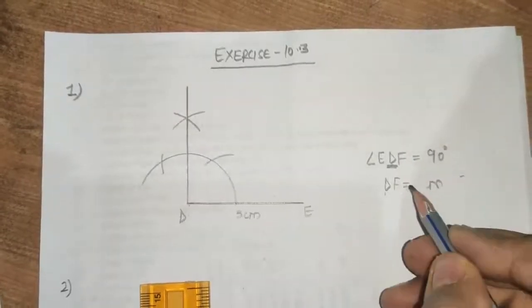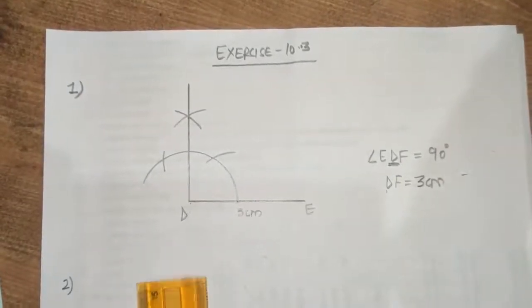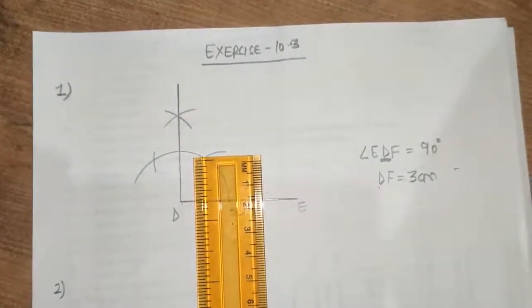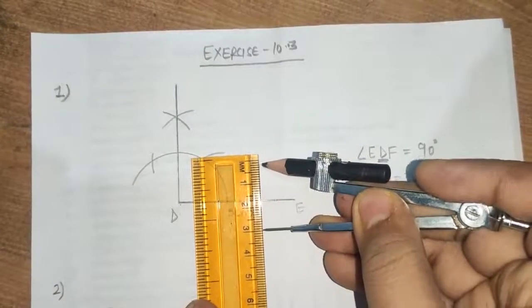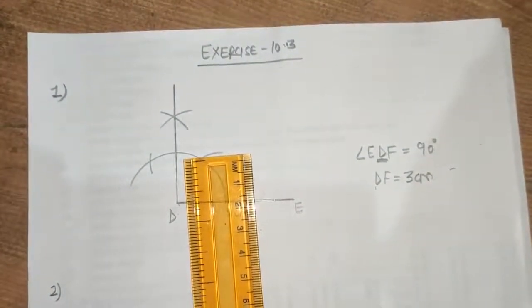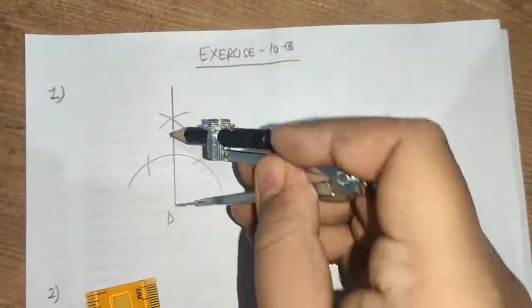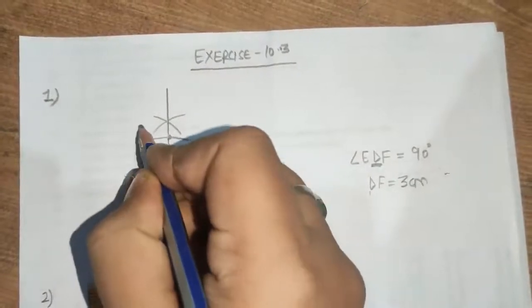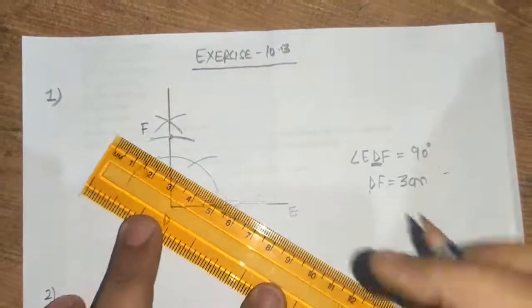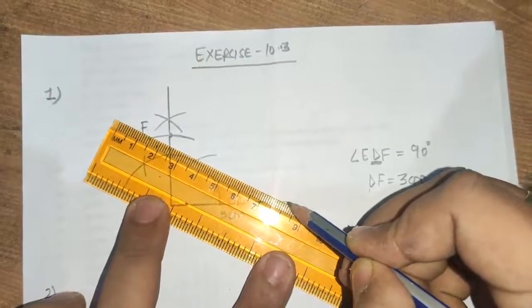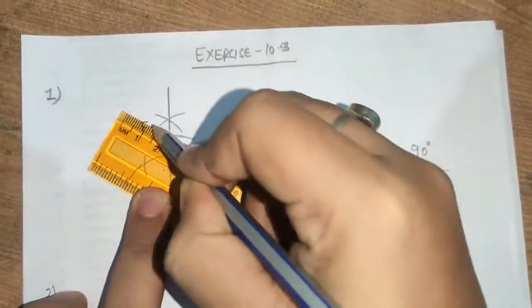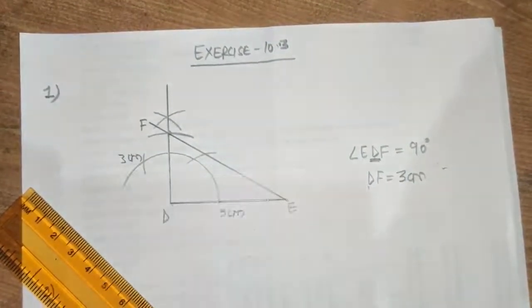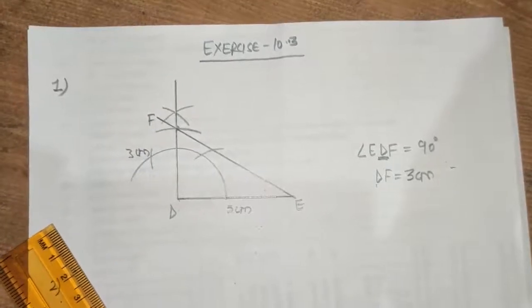So we will draw an arc of 3 centimeter from D. Now take 3 centimeter in your compass. Now this is 3 centimeter. Now from D you will draw a 3 centimeter arc. Now this point is point F. Now join F to E. Now this is the triangle DEF that we are forming.